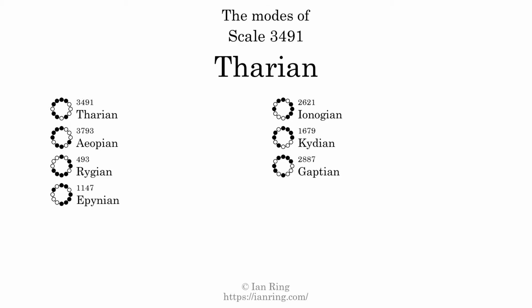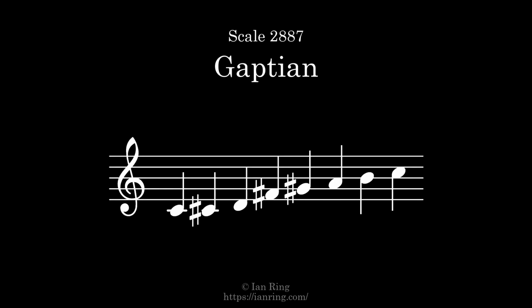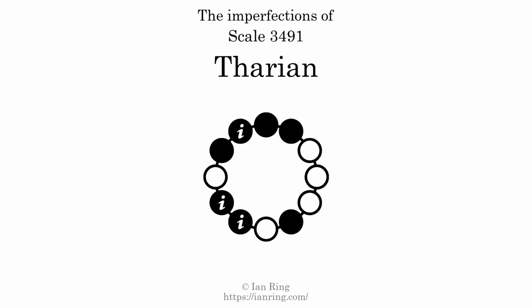The seventh and last mode is scale 2887, also known as Gapshan. It sounds like this. Imperfections are tones that have no tone a perfect fifth interval above them. This scale has 3 imperfections. They are at positions here, here, and here.